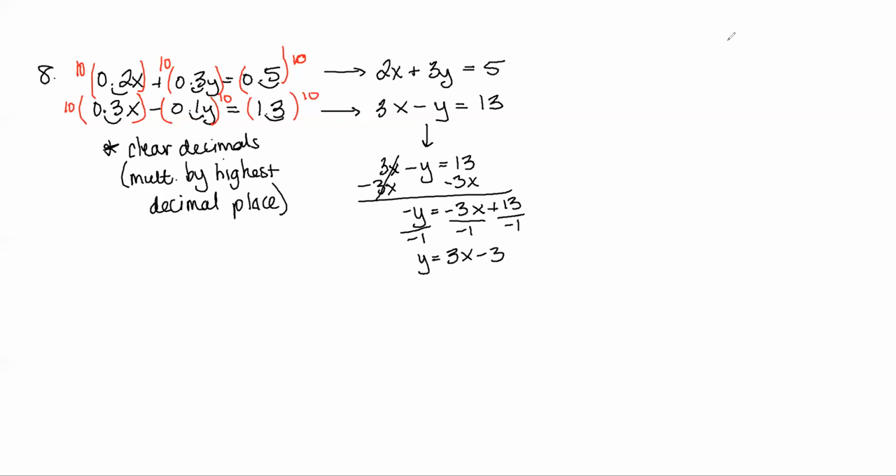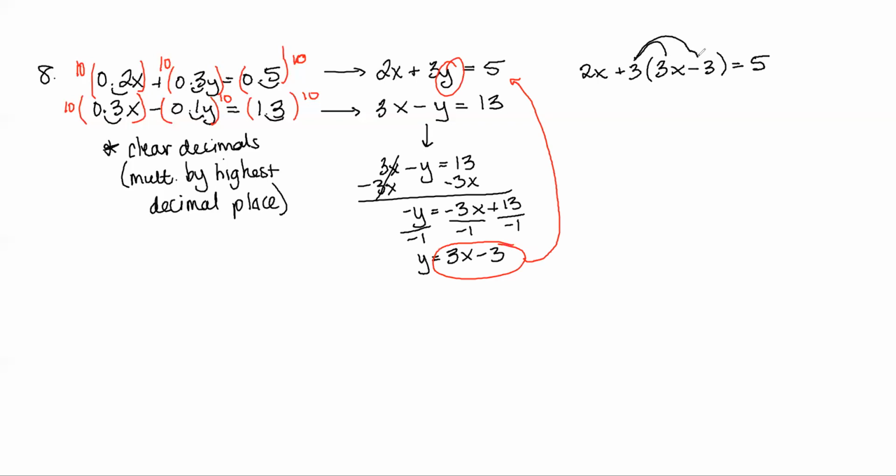We have y by itself. Let's take that and plug it back into the other equation. So this one up here for y. So we have 2x plus 3 times (3x minus 3) equals 5. Distribute in that 3, and we get 2x plus 9x minus 9 equals 5. So 11x minus 9 equals 5.